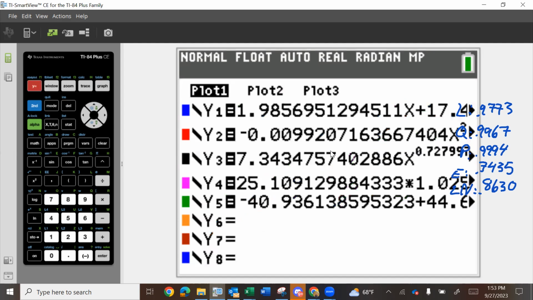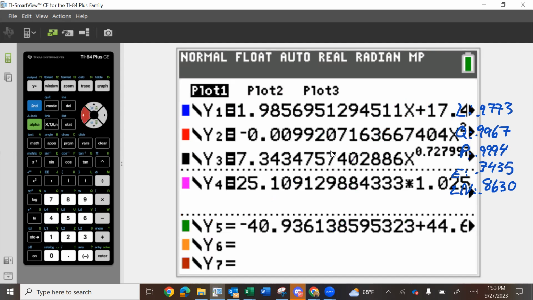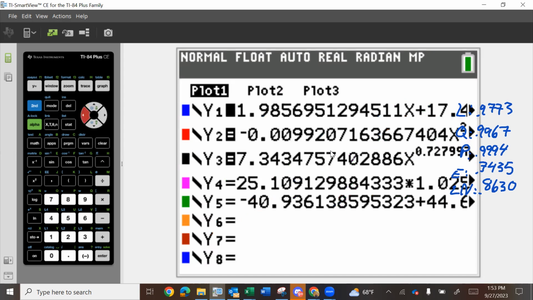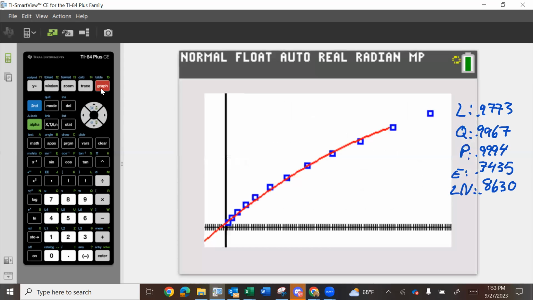Now, I could say, all right, I know that it's not logarithmic, so I'm going to hit enter right there, and that'll turn off that function. I know it's not exponential, so I'm going to hit enter on the equal sign to turn that off. I know it's not linear, so I'll turn that one off. And now I can compare quadratic and power. So there's quadratic, and there's power. And right around the points, they're about dead on each other.